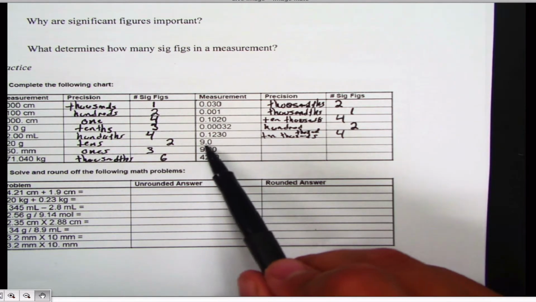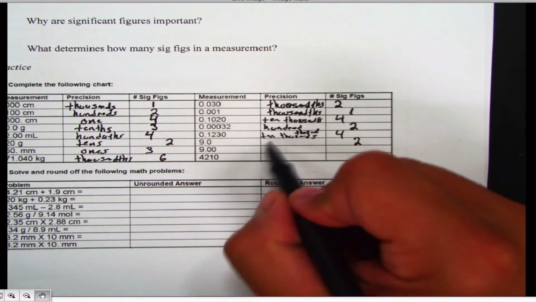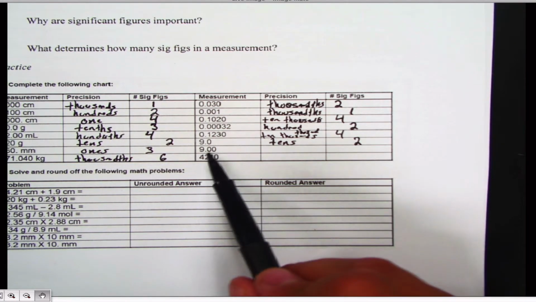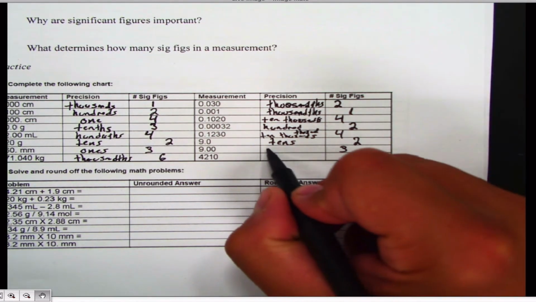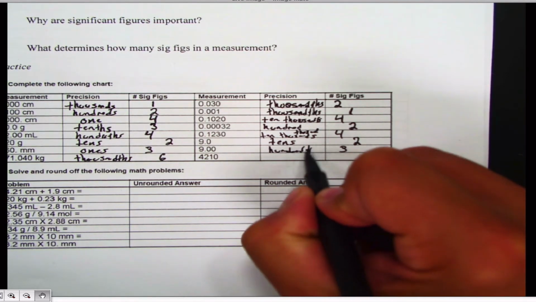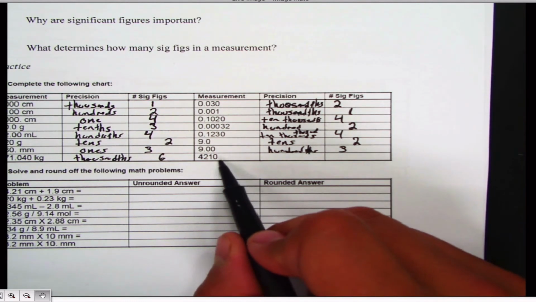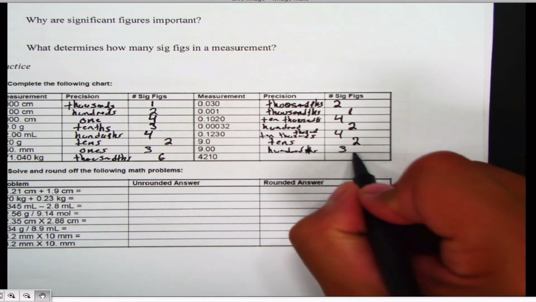9.0. Well, there's a decimal and there's an end zero. So there's two significant figures, the 9 and the 0 count, and that last one is to the tenths. 9.00. Still all end zeros, and because there's a decimal, these are all end zeros. So now there's 3, and that's going to be to the hundredths. Then we have 4210. There's no decimal, so therefore the end zero does not count. That has to be a written decimal. If there's not a written decimal, it doesn't count. So just the 4, the 2, and the 1.